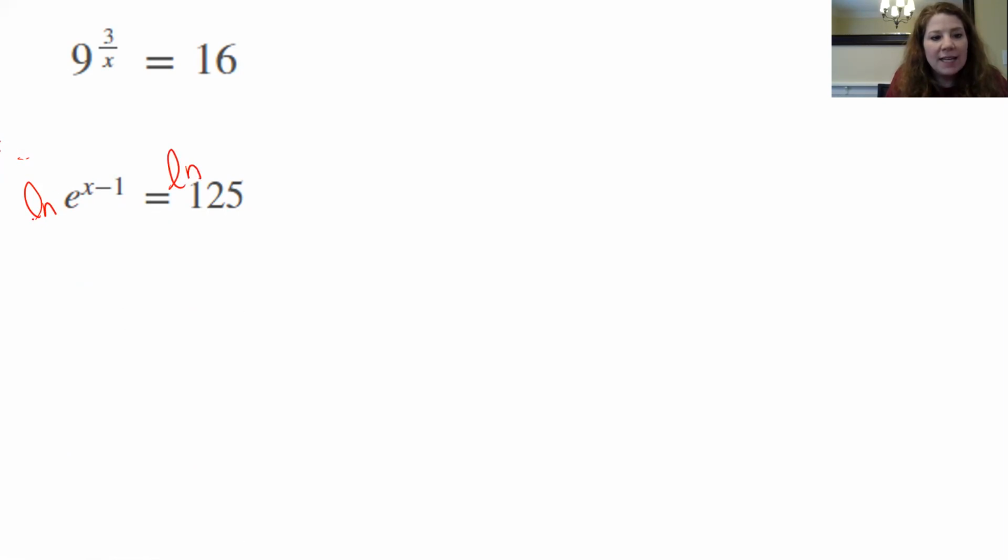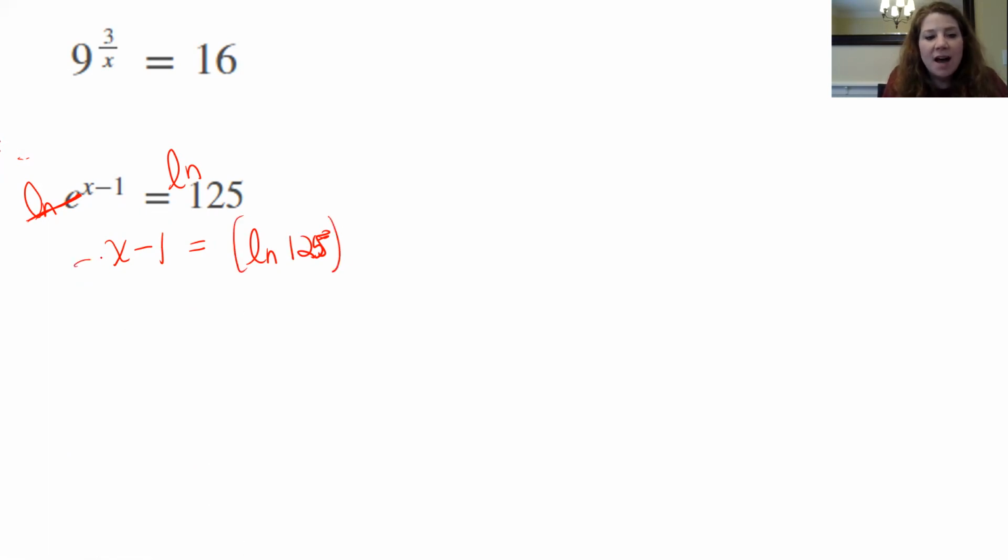Well, the ln of e is 1, so this basically goes away. We get to bring our x minus 1 down, equals the ln of 125. Now I know I could plug that right into my calculator, but we want to round as few times as we possibly can. So I'm going to leave it in this form for now.